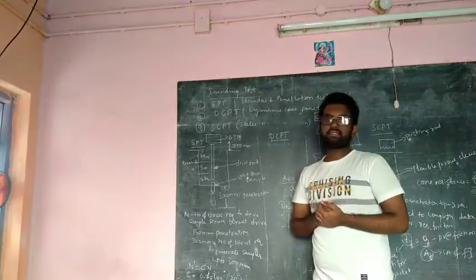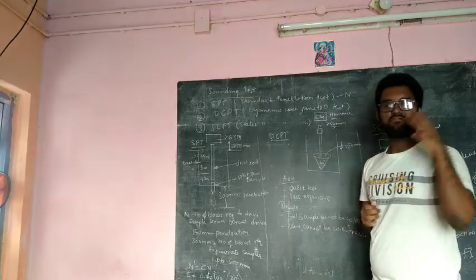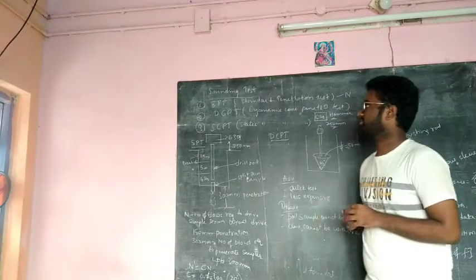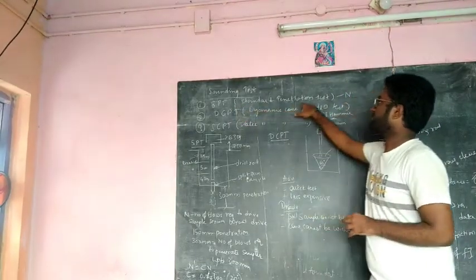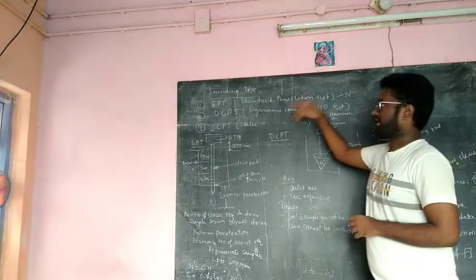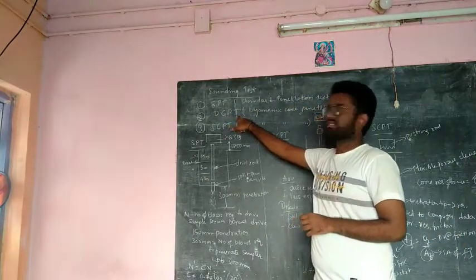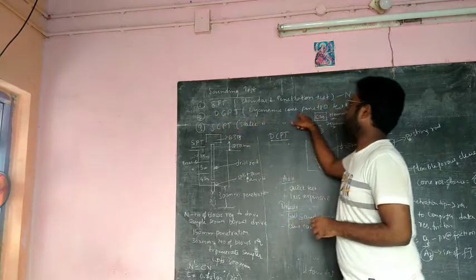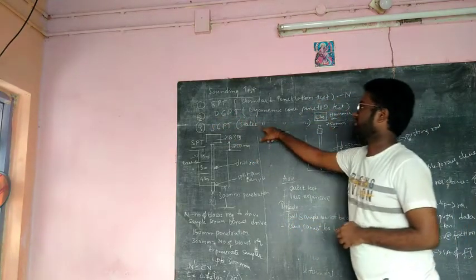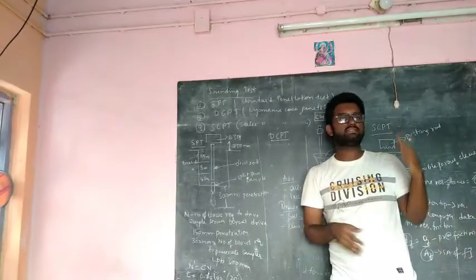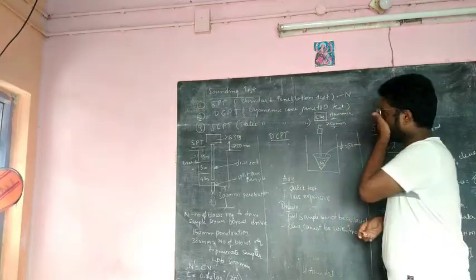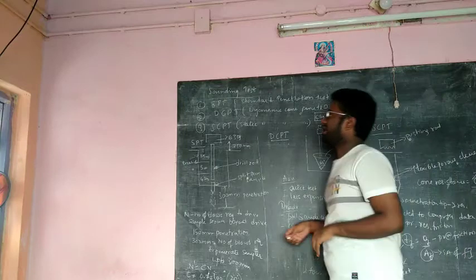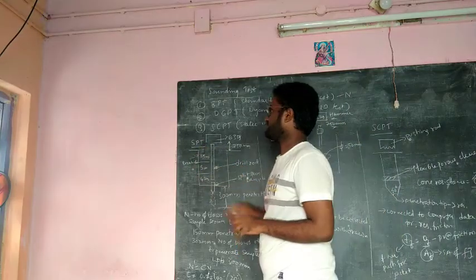That is a sounding test. In sounding test we have three different types of tests. One is standard penetration test, and next is cone penetration test. In cone penetration test we have two more, that is dynamic cone penetration test and static cone penetration test. So these are the three different tests which we are going to learn here. To start with, let's study about the standard penetration test.